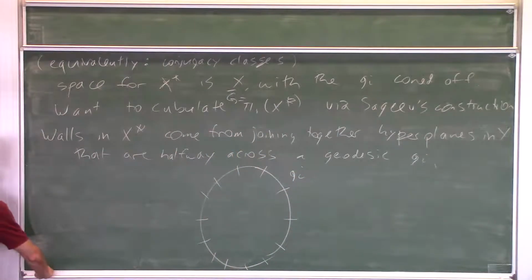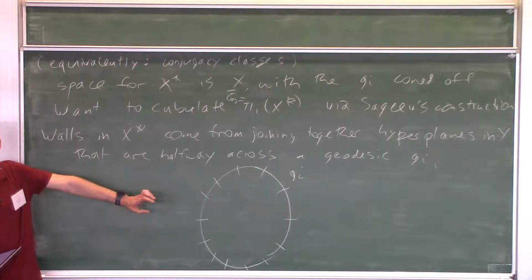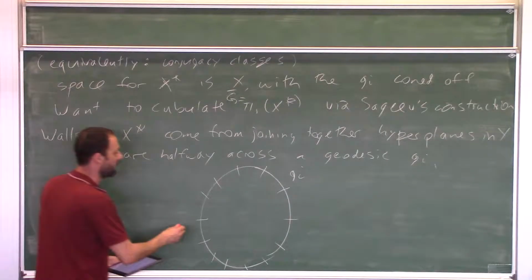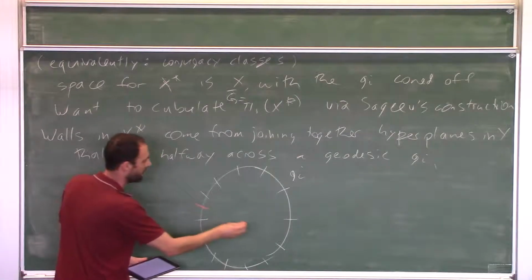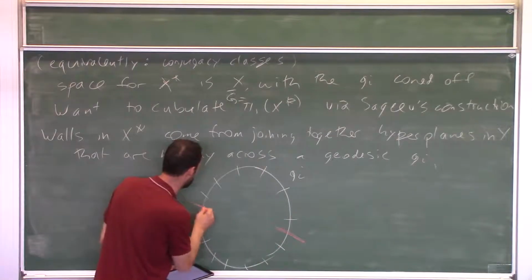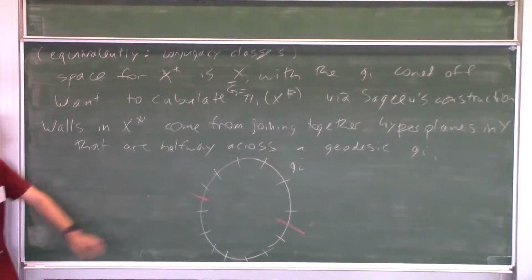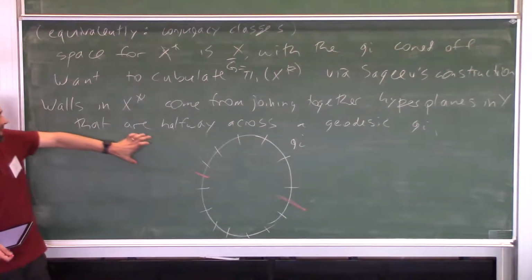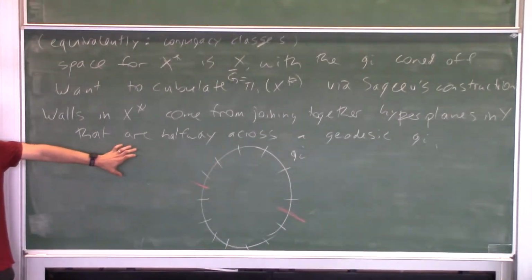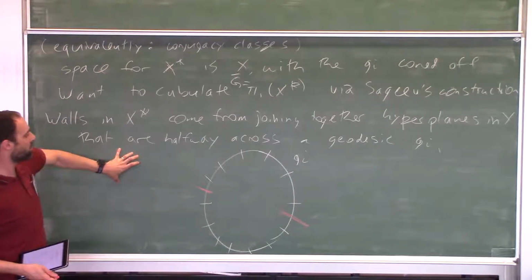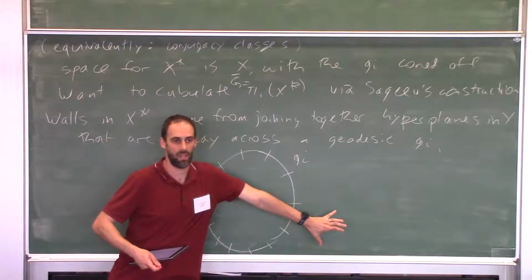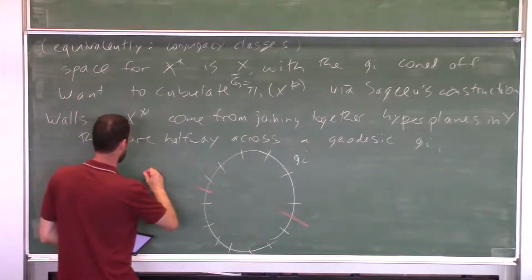GIs, and then you subdivide your original complex so that all geodesics are of even length, and then take each edge and pair it up with the edge that's exactly halfway across from it. The edge of this geodesic determines a hyperplane in the original cube complex, and this hyperplane is going to be part of the same wall as the hyperplane on the opposite side.